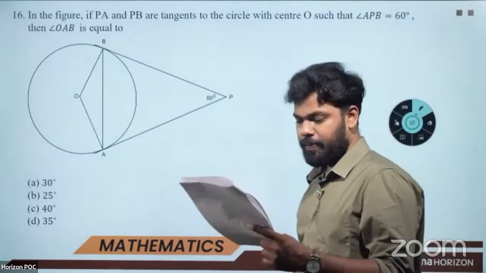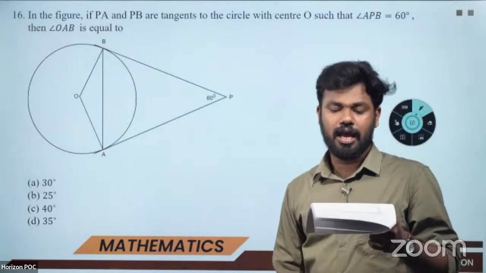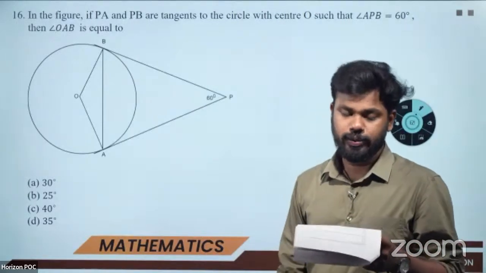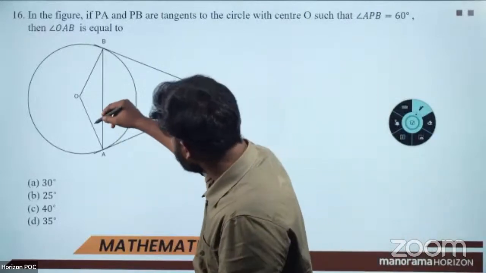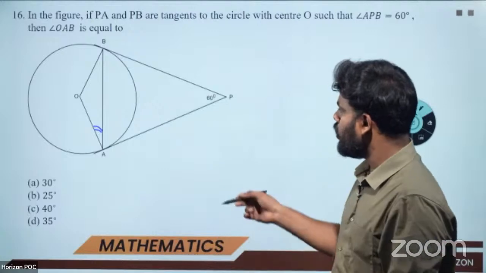In the figure, PA and PB are tangents to the circle with center O, and angle APB is 60 degrees. What will be the angle OAB? That is the question. So let's mark OAB. This is the angle OAB. They're asking us to find out what this angle OAB is.